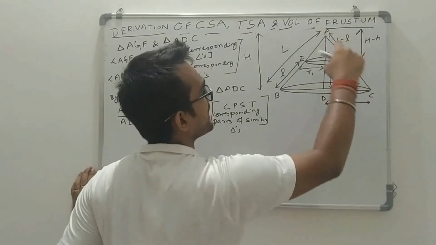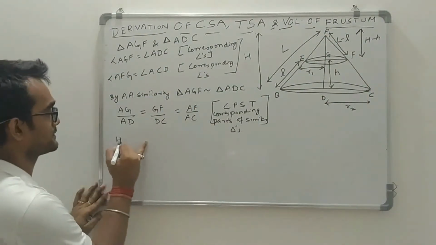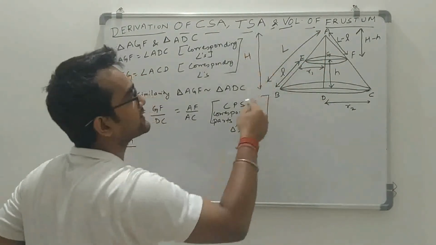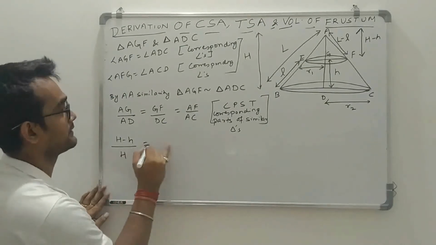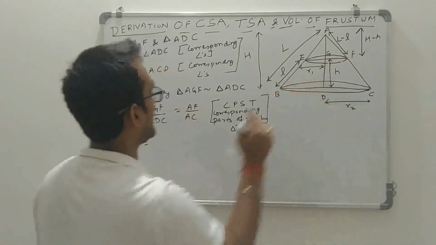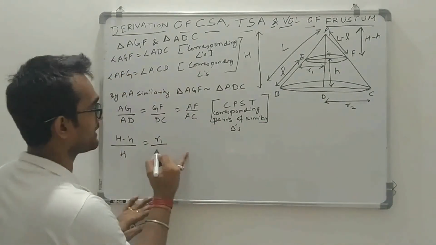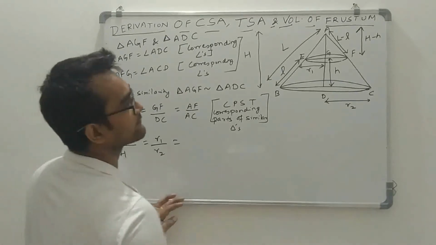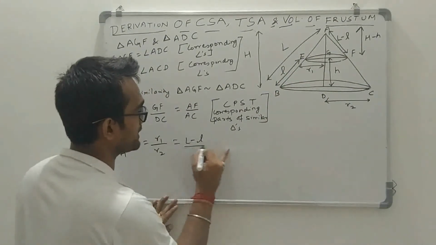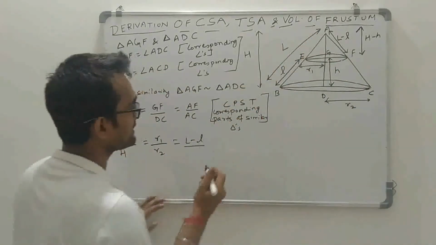AG is the height of the small cone, which is capital H minus small h. AD is the height of the big cone, which is capital H. GF is the radius of the small cone, which is R1. DC is the radius of the big cone, which is R2. AF is the slant height of the small cone, which is capital L minus small l. And AC is the slant height of the big cone, which is capital L.